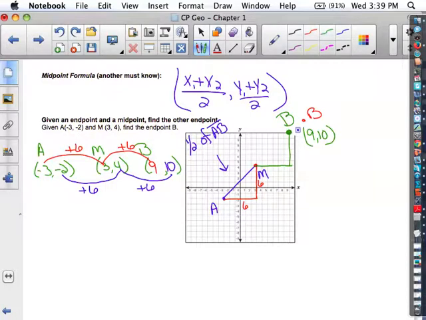There's an algebraic way. I think it's a little cumbersome, but if you're interested, I'll be happy to show you that one tomorrow in class.